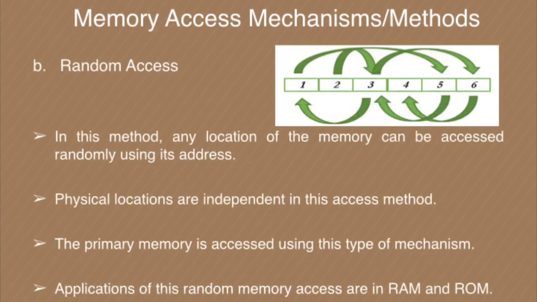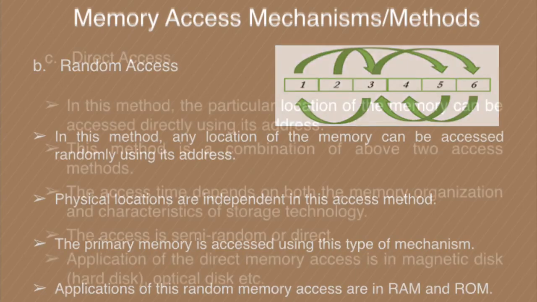This type of accessing mechanism is used in some secondary storage devices such as magnetic tapes. Next accessing mechanism is random accessing. We can access the memory location randomly. In this method, any location of the memory can be accessed randomly using its address. Physical locations are independent in this access method. The primary memory is accessed using this type of mechanism. Applications of this type of memory access are in RAM and ROM, which are primary memories. They follow this type of memory accessing.